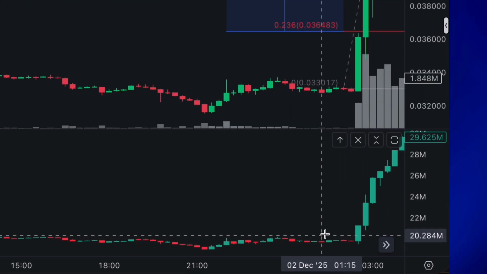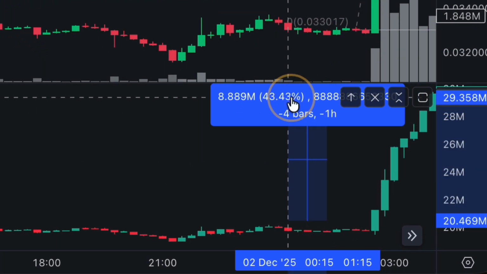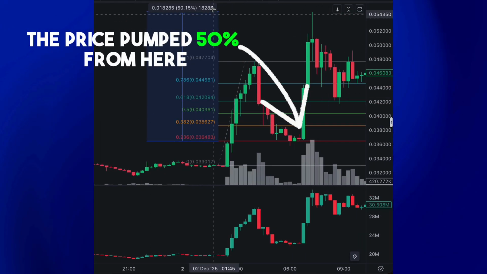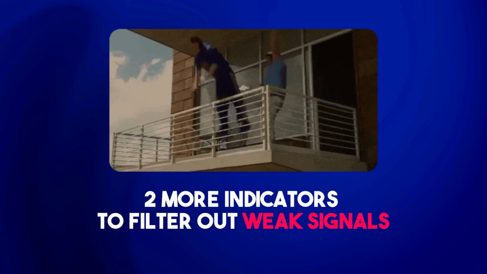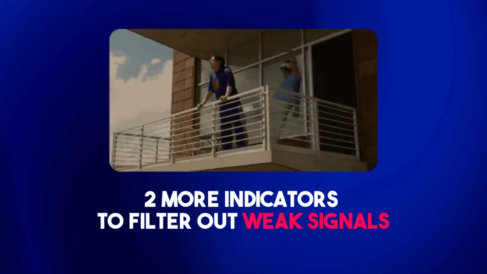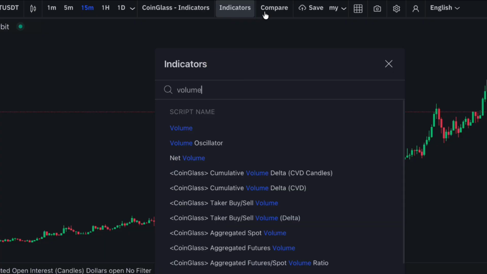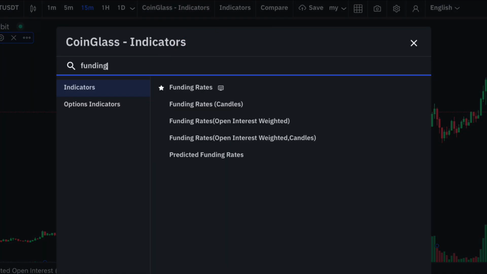Now the most important part. Look for open interest above 10%. The sweet spot is anything over 30%. That's where the real moves usually happen. I also use two more indicators to filter out weak signals: volume and funding rates. You can add them on Coinglass, just type volume and funding rates.